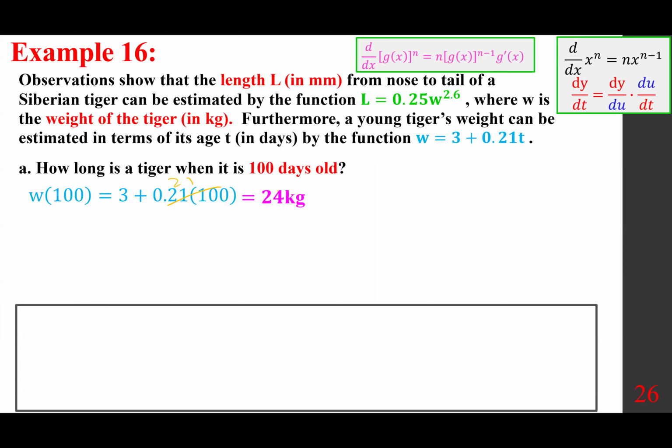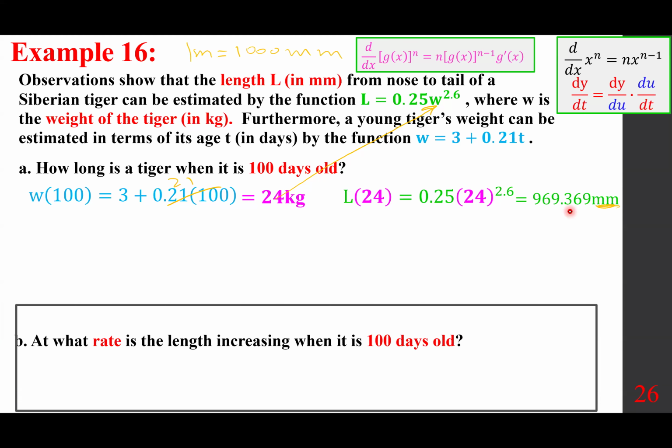Now, what is the length? Put the weight into this function. 0.25 times 24 to the power of 2.6 is 969.369 millimeters. You put it into a calculator, okay, class? And some of you may remember that 1 meter is about 1,000 millimeters. So this is almost 1 meter. So this is elementary algebra.